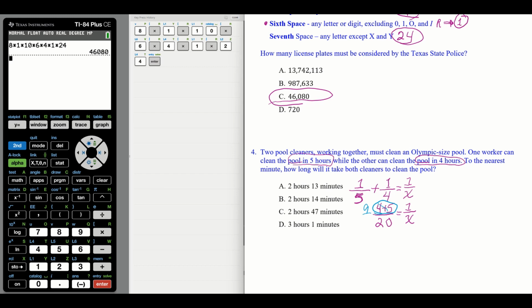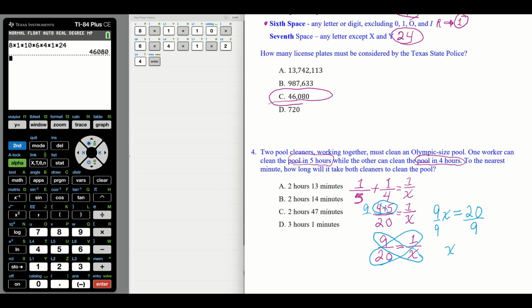So let's cross multiply. Let me rewrite this so you see it when I cross multiply. 9 over 20 equals 1 over I don't know how many hours. We're going to cross multiply. That gives us 9x equals, obviously, 20. Solve for x. How do we do that? We divide both sides by 9.